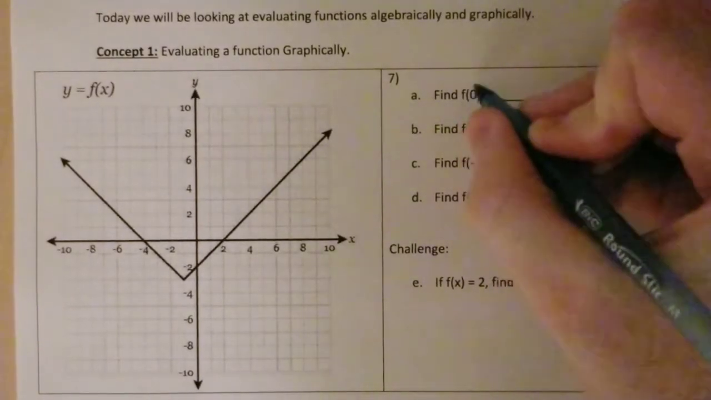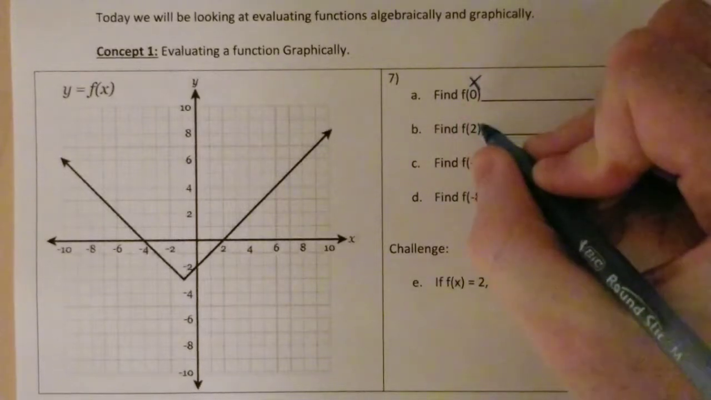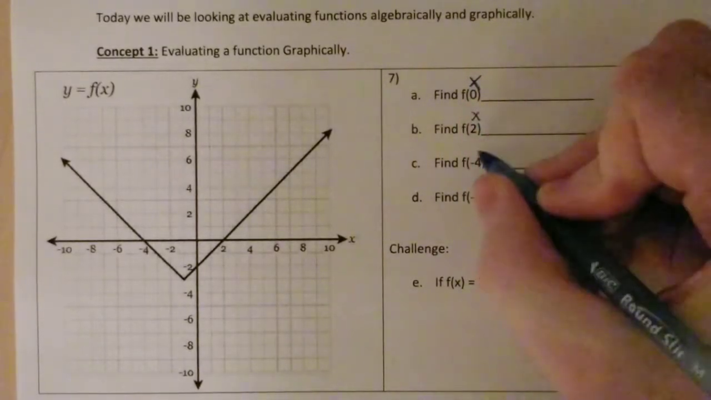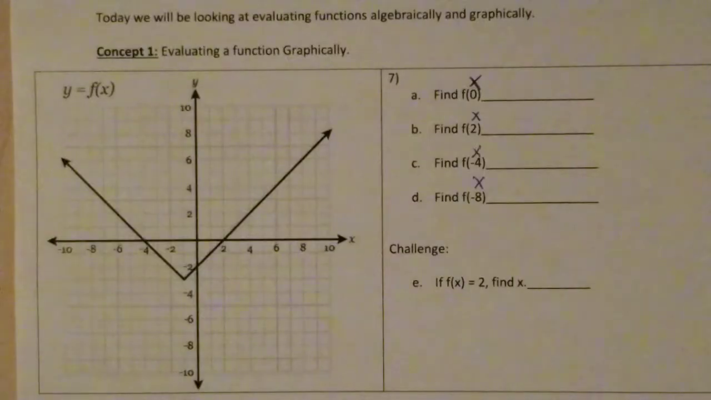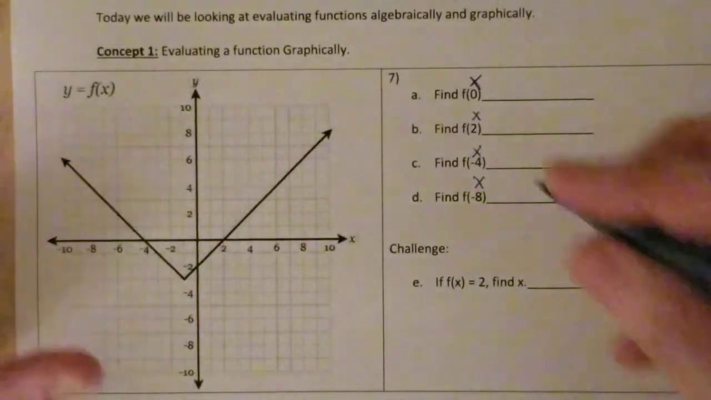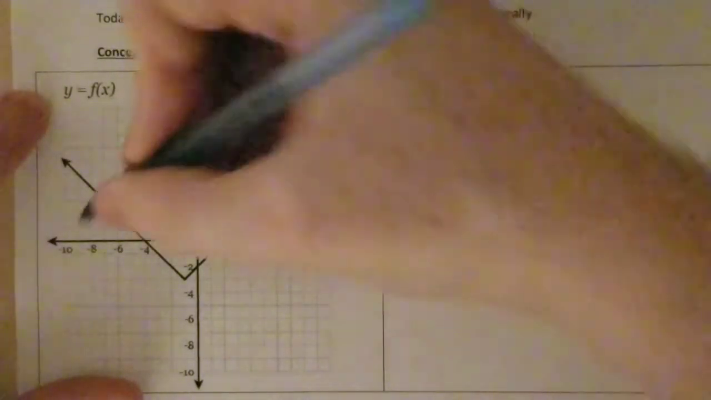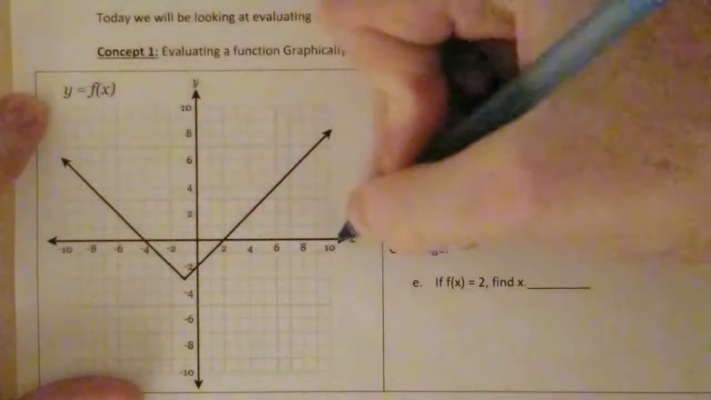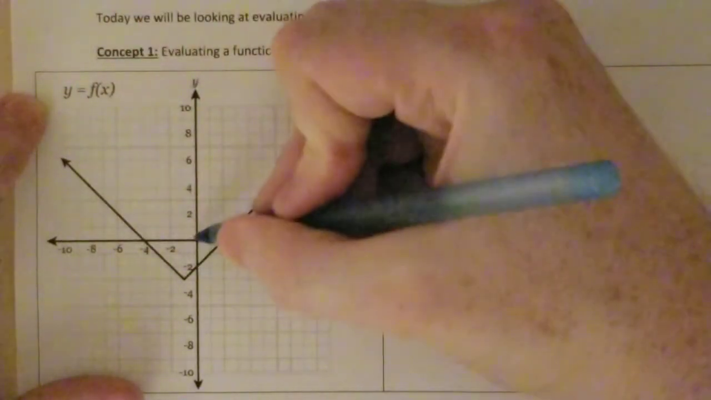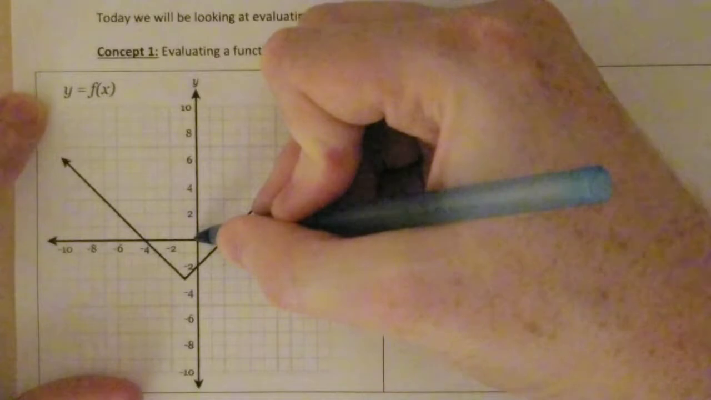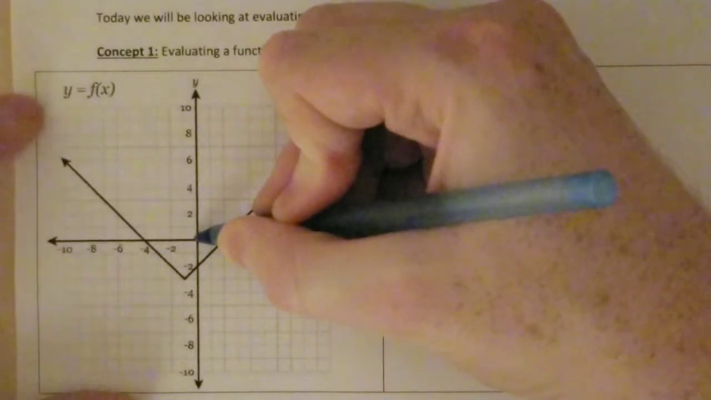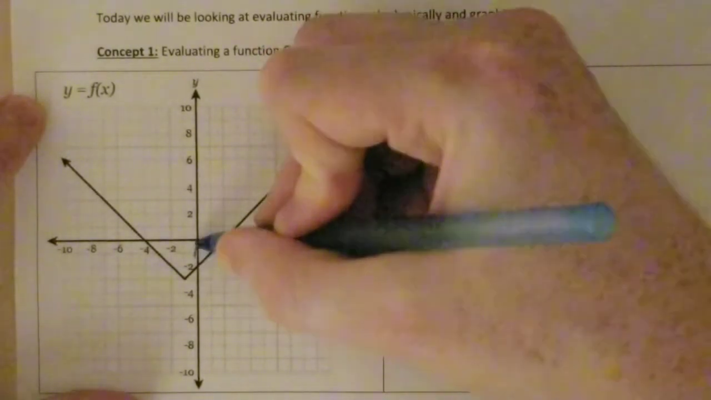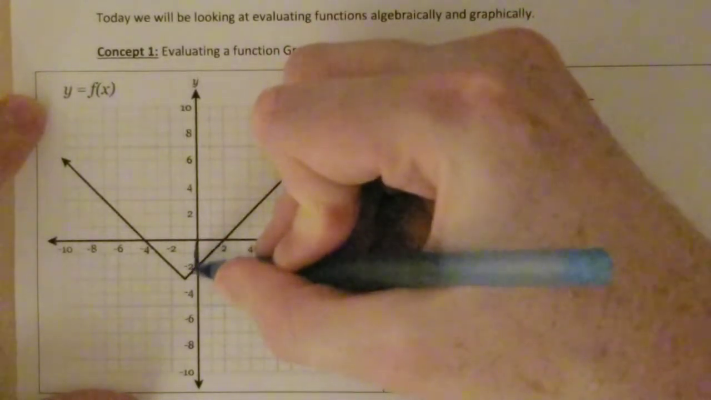Because remember, f of 0 means you're plugging in 0 for x. F of 2, you're plugging in 2 for x. So these are all x values. All right, so how we want to approach this, for example f of 0, is to look at our x-axis. I'm going to go to 0 on my x-axis, which is right in the center. Then I want to go up or down until I get to my function. In this case, the v-shaped function is below, so I would go straight down until I hit my function.